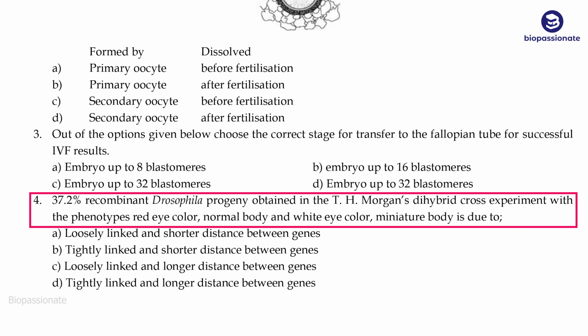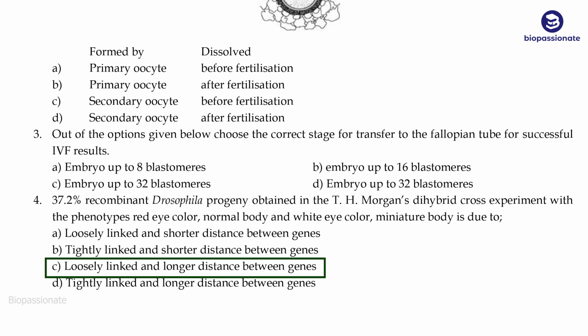4. 37.2% recombinant Drosophila progeny obtained in Morgan's dihybrid cross experiment with the phenotypes red eye color, normal body, and white eye color, miniature body is due to. The answer is option C, loosely linked and longer distance between genes.